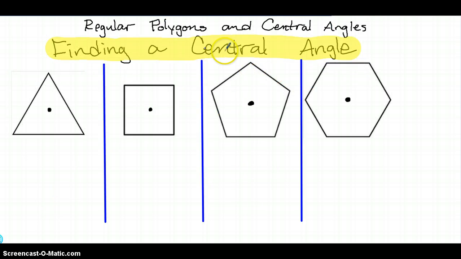Now, if I want to find the measure of a central angle, what I have to do is put a center point in the middle of my polygon. Now, if you're drawing by hand and you're not going to be using a protractor, it doesn't need to be perfectly in the center. As long as you know it is and you know how to use it, you're going to be fine. So what I'm going to do is draw a line segment connecting each vertex to the center point.